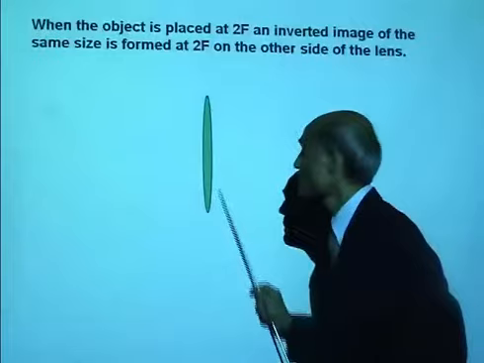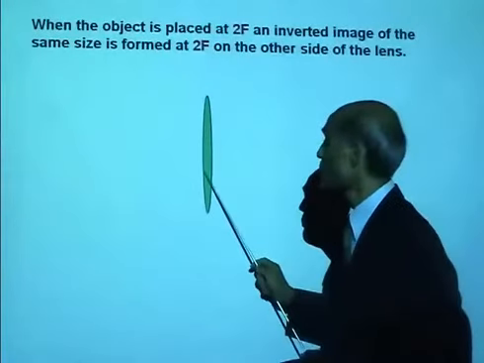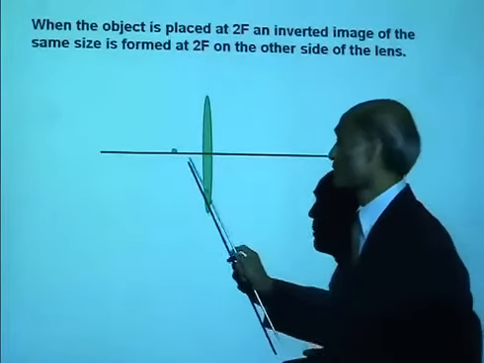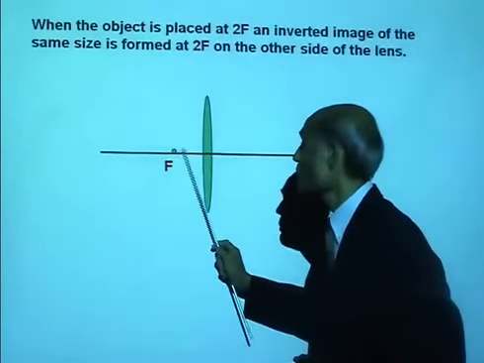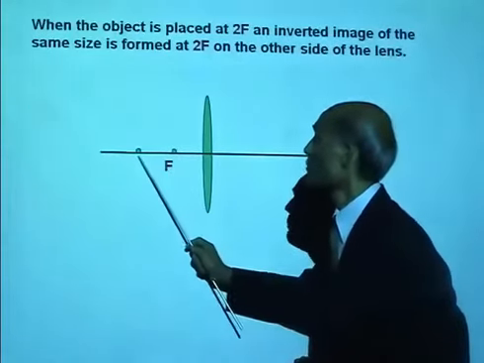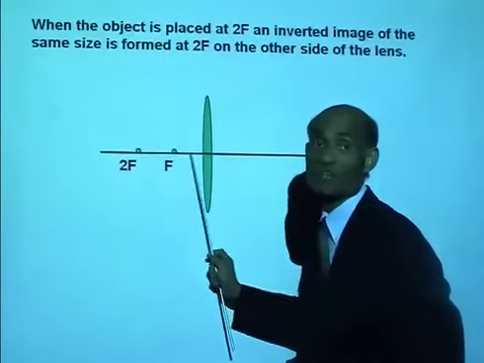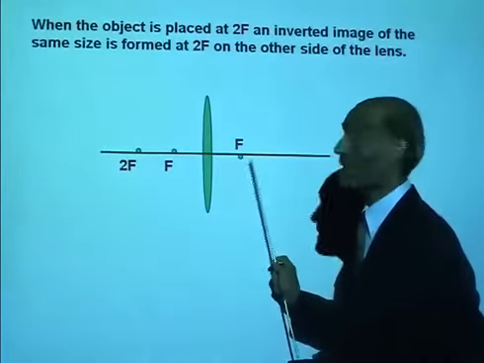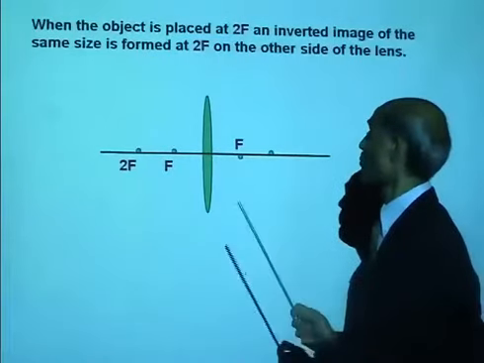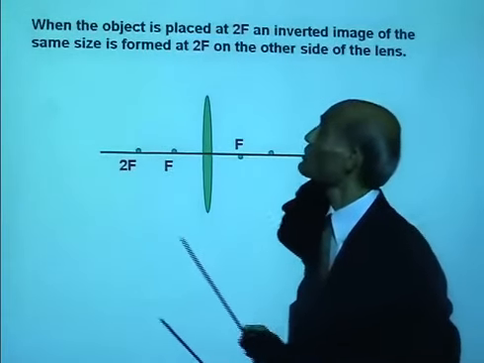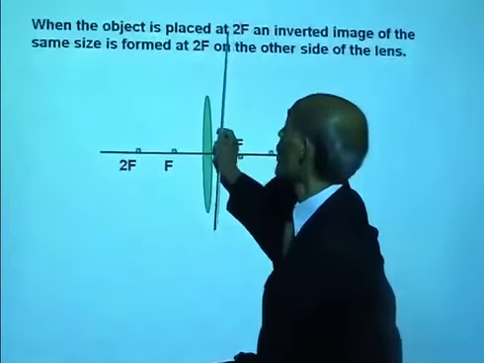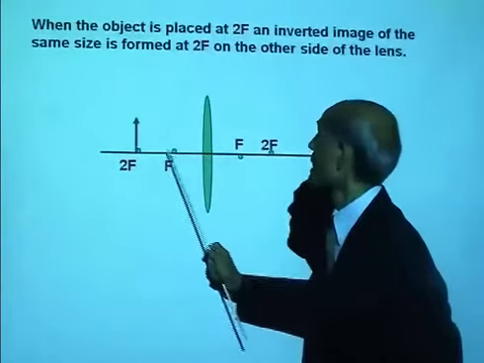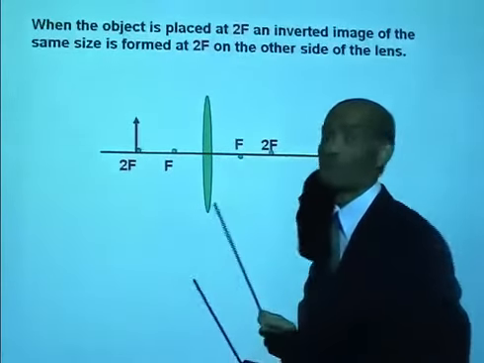Let's construct that picture. This is my lens. Draw the principal axis. That's our principal axis. This is the principal focus on the left side, and this is 2 times f, 2 times the focal length. And this is the principal focus on the right side, and 2f on the right side. Where am I going to place the object this time? The object is going to be placed at 2f.